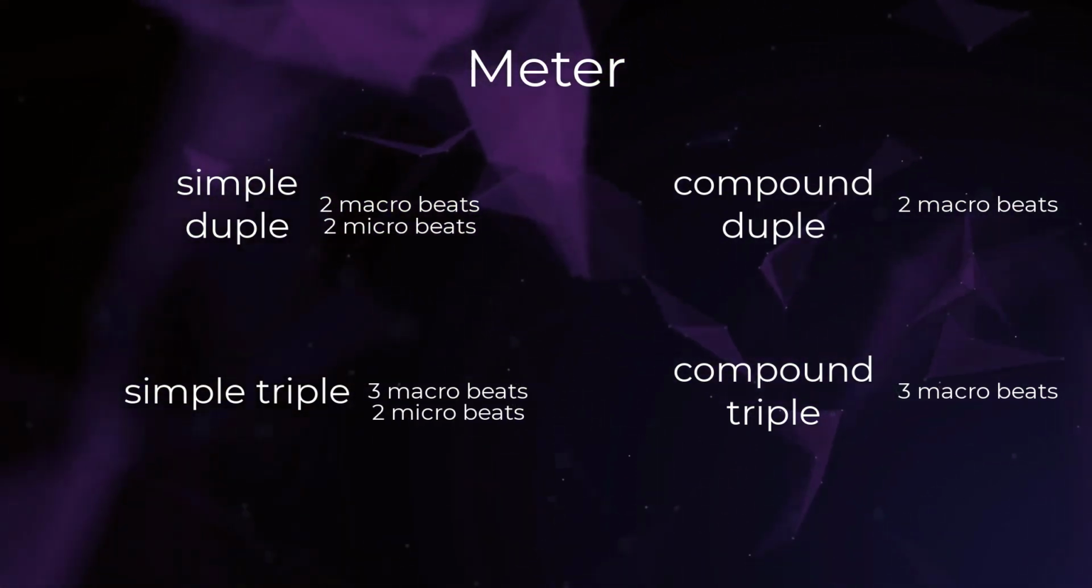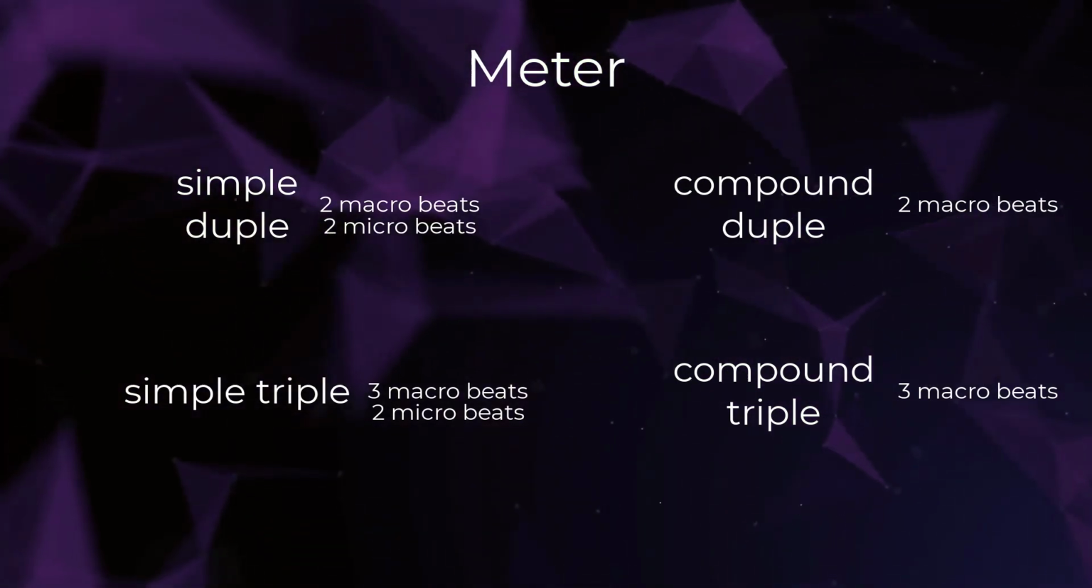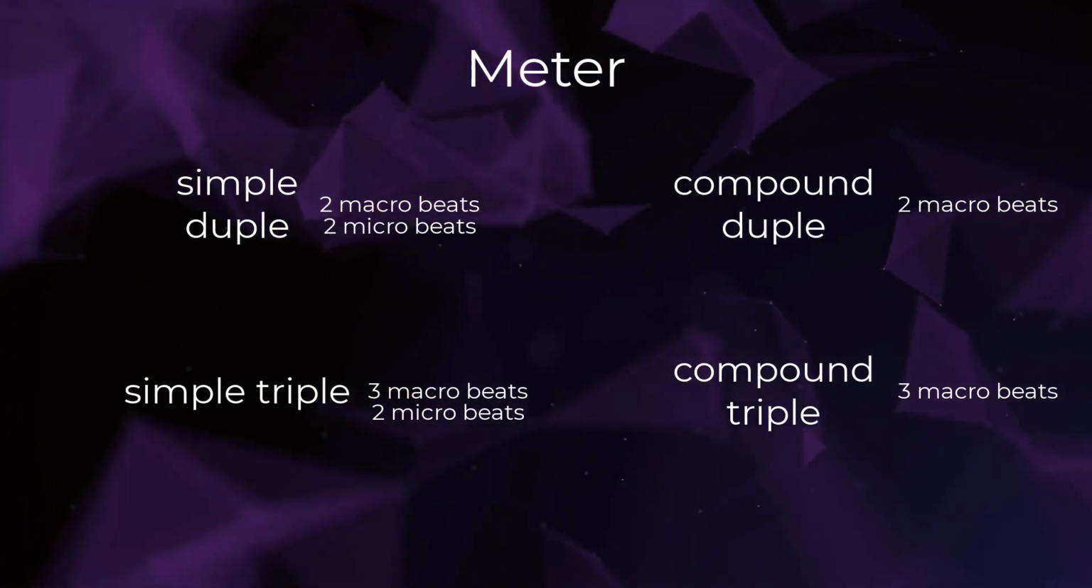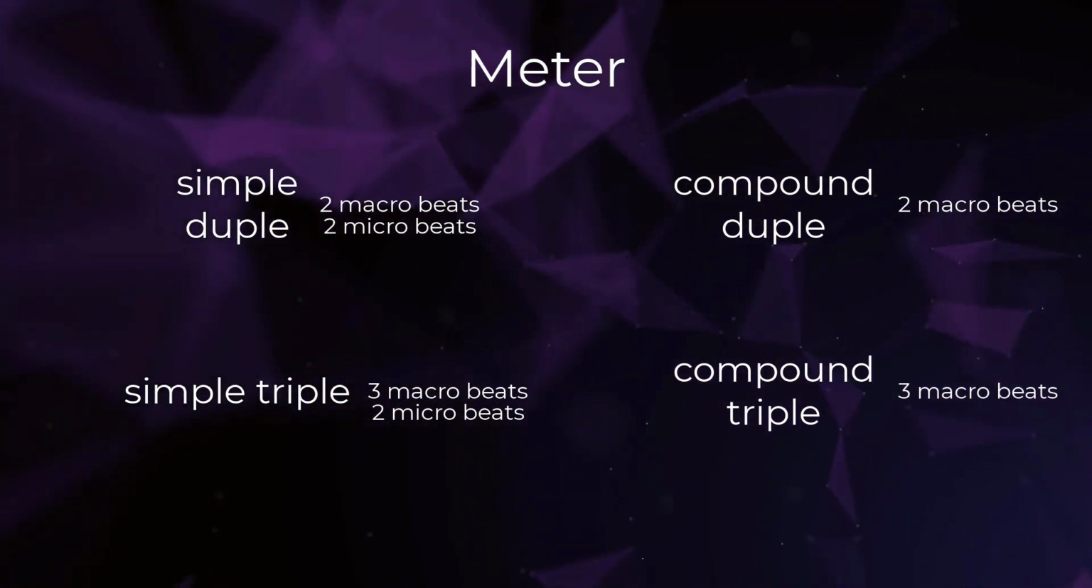The trick is what groupings those divide into for determining simple versus compound. For simple, the macro beat groupings divide evenly into 2 microbeat parts. This will most likely be a quarter note or eighth note division in the macro beat.